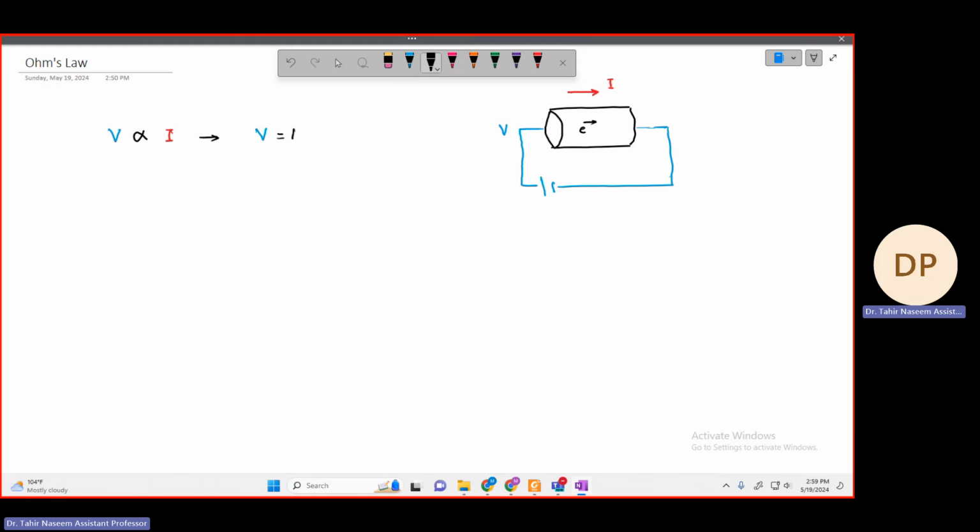So proportionality can be converted into equality using a constant of equality. In this case, we call it R, which is the resistance of the material, and it depends on, for example, geometry, length, area, and other properties of the material. And we call this I. So this is the basic definition of Ohm's law, which we already know.